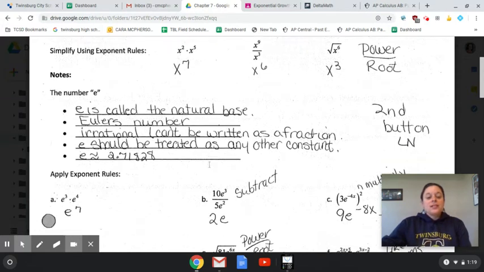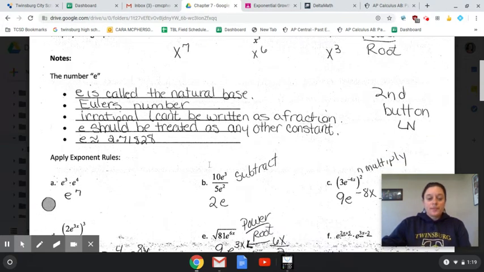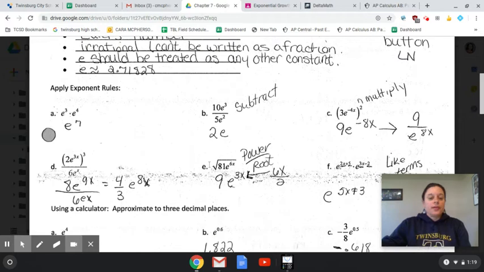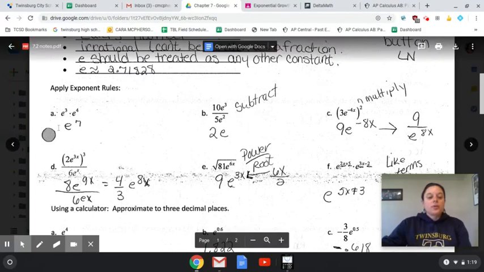So since e is just a number, we can use exponent rules. So when you go to do your Google form later, you're going to see examples very similar to what you see here, just practicing basic exponent rules. So for the first one, for letter A, we have e to the third times e to the fourth. The exponent rule says when you multiply bases, you add the exponents. So you're going to add the 3 and the 4 together. You get e to the seventh. The base stays the same whenever you do exponent rules.